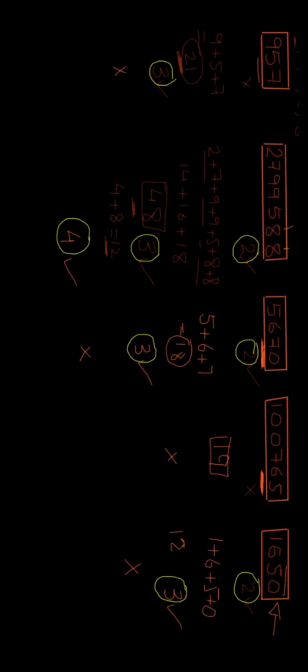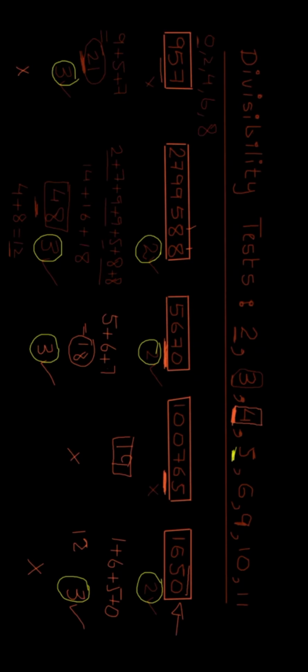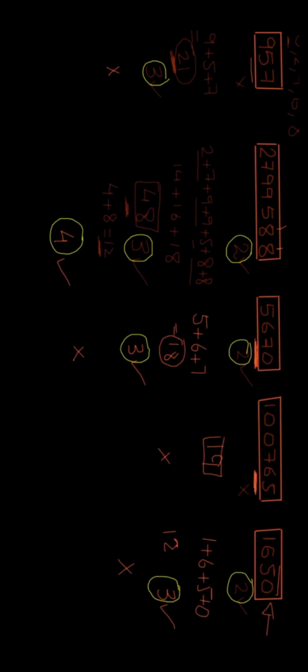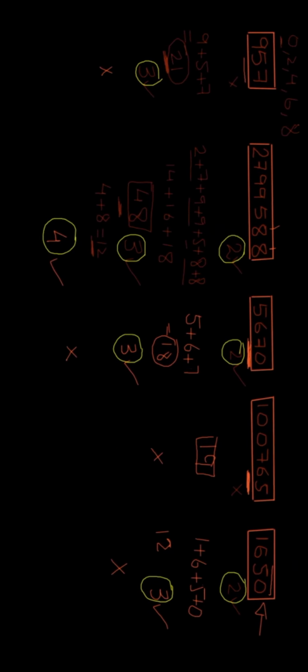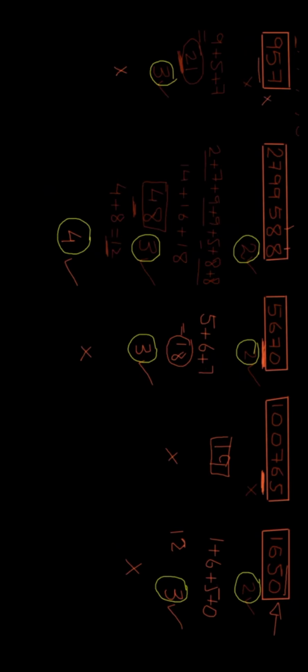Now, next we go and check the divisibility of 5. I'm sure you know of this already. Any number ending in 0 or 5 is a multiple of 5. So the first one, no, it isn't. The second one, no, it isn't.